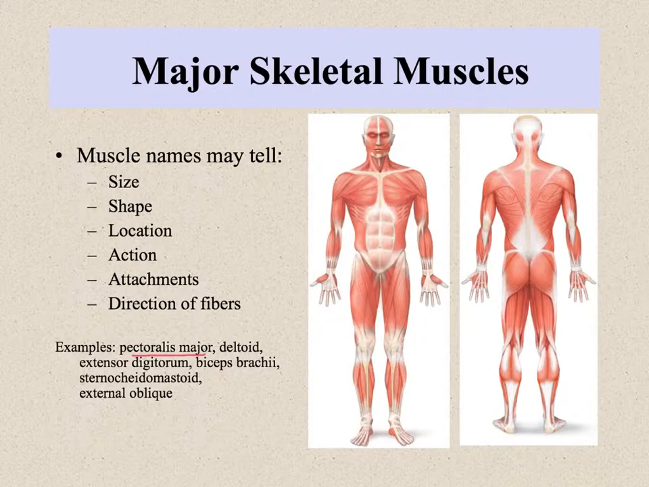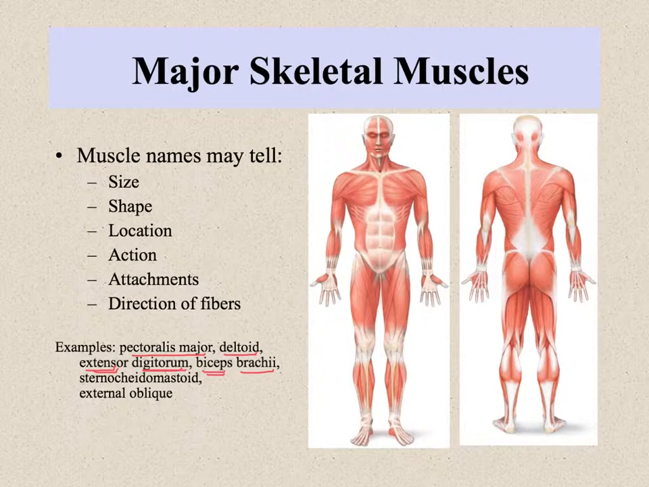Pectoralis major. Well, pectoralis tells you it's somewhere connected to the pectoral girdle up there on your shoulders, and major tells you it's a big muscle as opposed to minor, a smaller muscle. Deltoid gives you an indication of its shape. It is a triangular shape, such as the Greek letter delta. Extensor digitorum, it extends your digits, so that tells you what it does, its actions. Biceps brachii tells you that there are two heads to this muscle, bi meaning two, sep being a shortened form of cephala, and brachii referring to the arm.